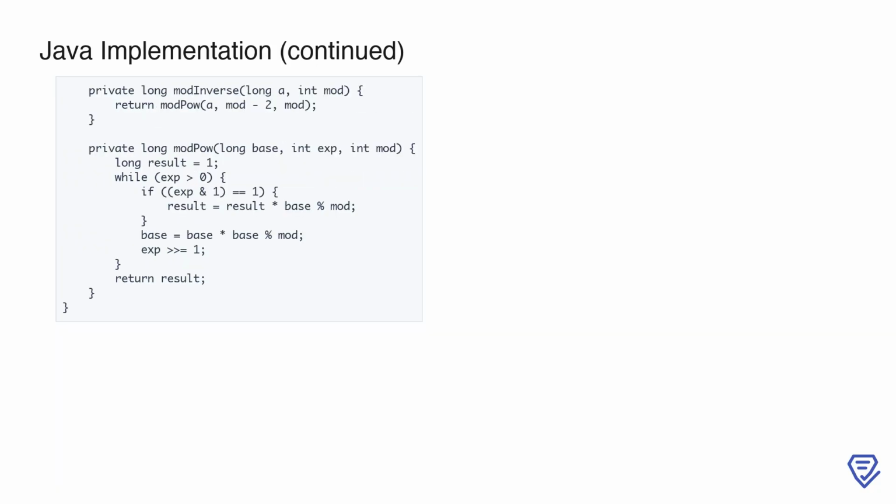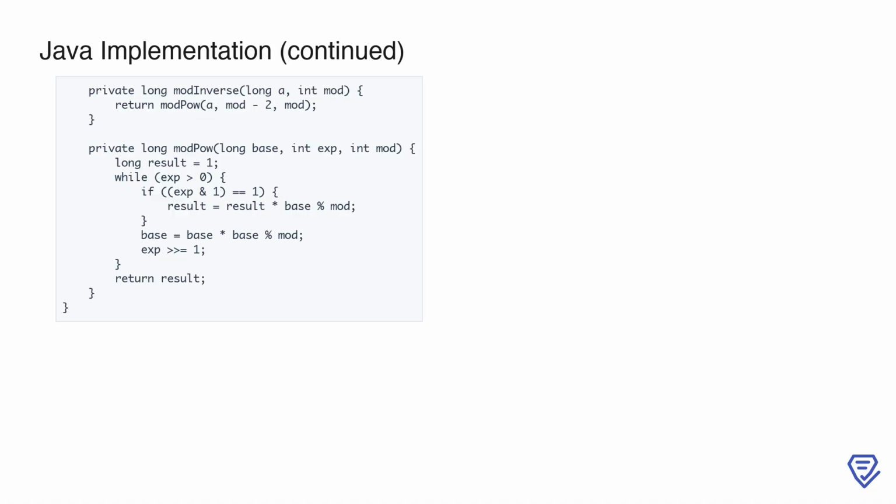To support the combination calculations, we use two additional helper methods, mod inverse and modpow. The mod inverse method computes the modular inverse of a number using Fermat's little theorem, which states that a^(mod-2) % mod is the modular inverse of a, given that mod is a prime number. This calculation is delegated to the modpow method, which performs modular exponentiation.